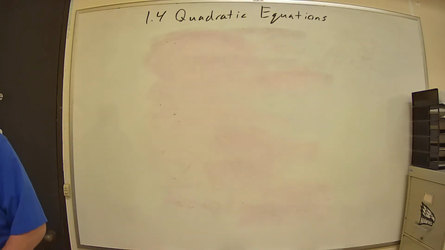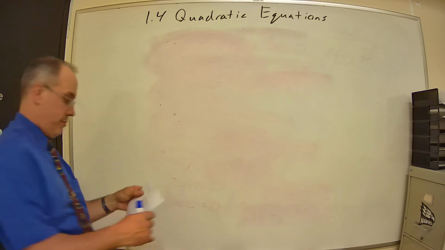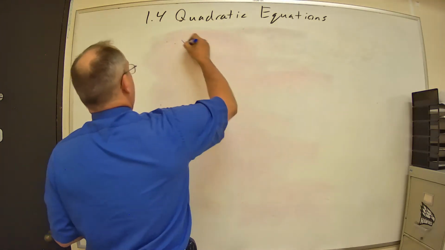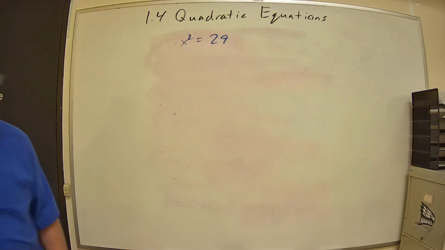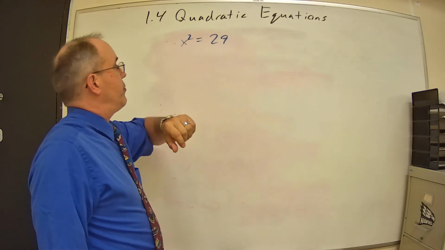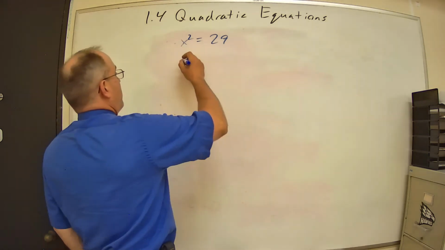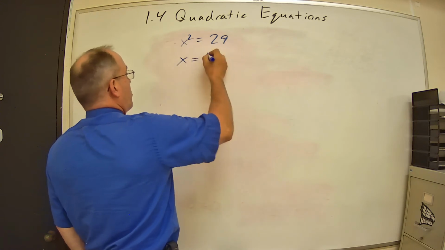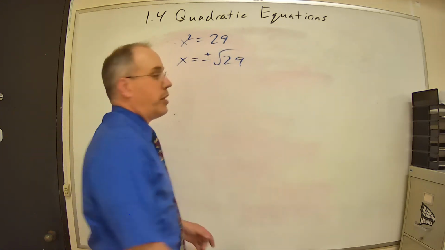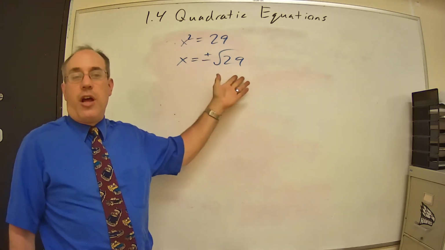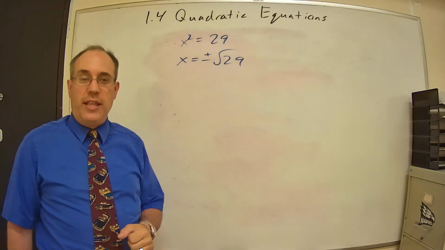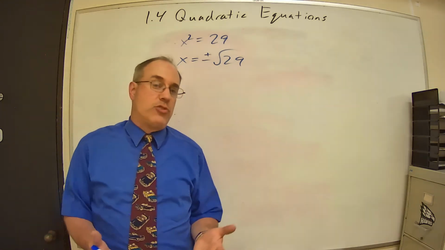So let's take one a little more interesting. Let's just do x squared is equal to 29. Okay? So not that complicated. x squared is equal to 29. We're going to take the square root of both sides. x is equal to plus or minus the square root of 29. Simple enough. Now at times we may want to find this to the closest hundredth or whatever, but I would generally just leave it like that unless we need to get an actual value.